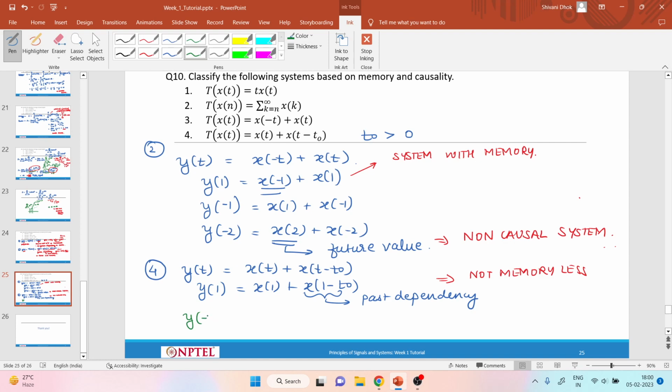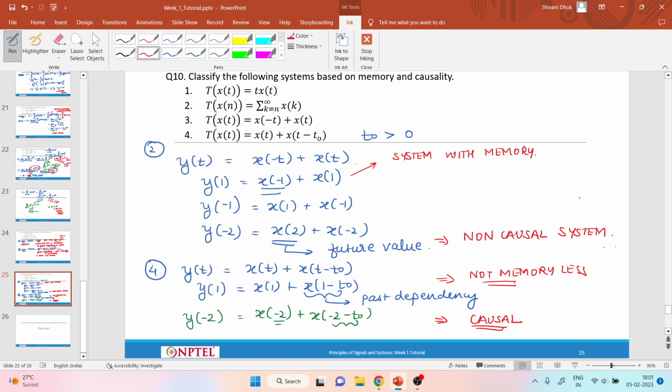If I look at y of minus 2, it is x of minus 2 plus x of minus 2 minus t naught, and this value is again less than minus 2 as my t naught is greater than 0, which means that under any circumstances, for all the values of t there will be only dependency on past values, and therefore this system is causal. It is not memoryless, but it is causal.